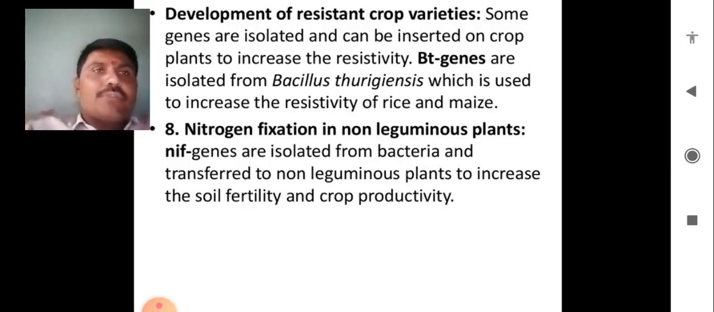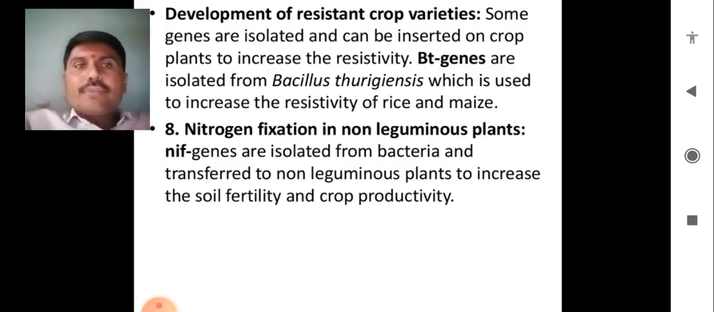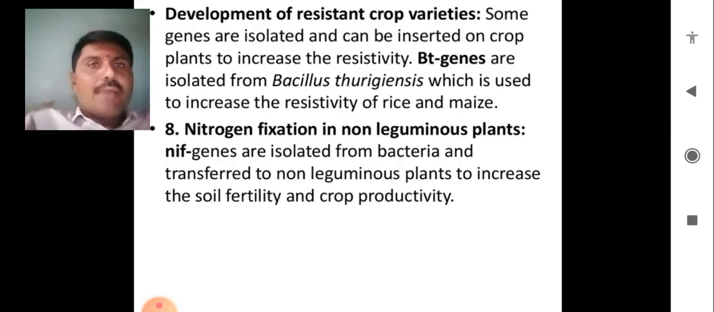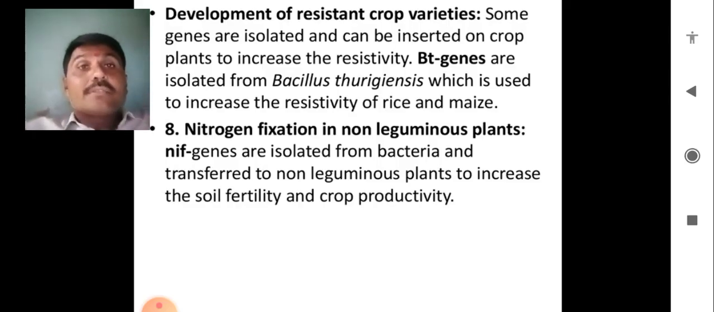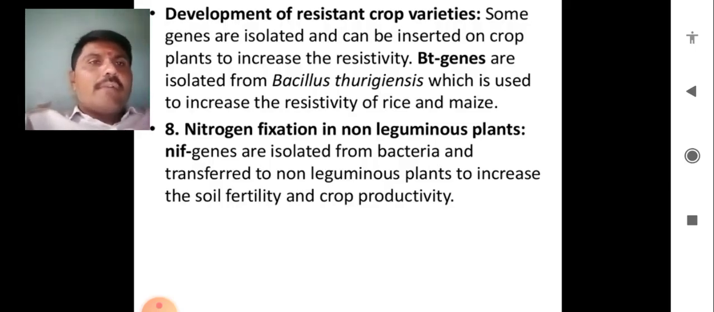So genes are isolated that can be inserted into crop plants to increase the resistance of that particular plant. Bt genes are isolated from Bacillus thuringiensis, which is used to increase the resistance of rice as well as maize. We are all aware of rice, maize, bollworm, Bt cotton resistant varieties in the markets, and for decades these varieties have been serving in our farmers' fields.